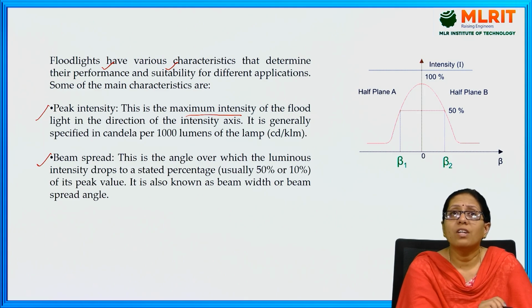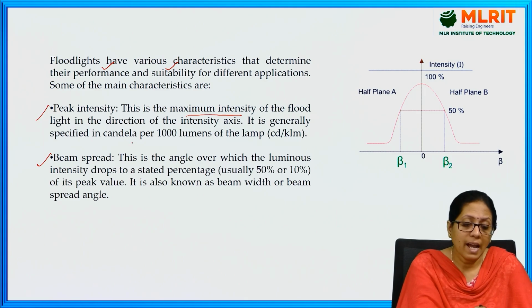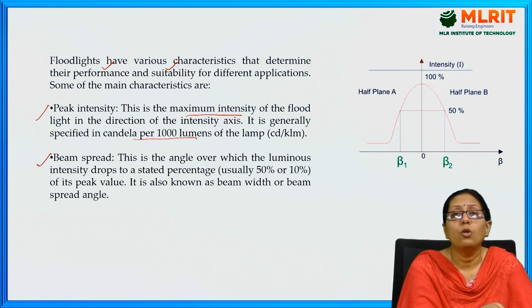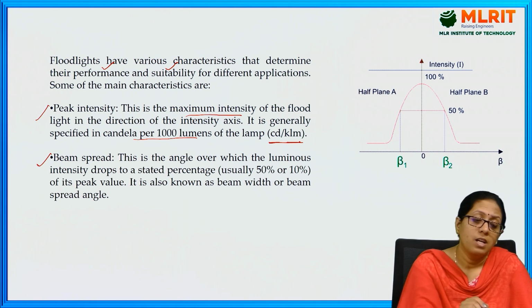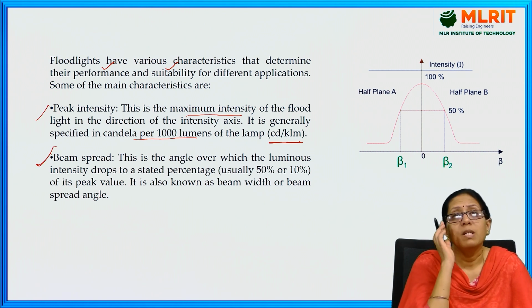It is generally specified in candela per 1000 lumens. The unit is cd per klm, meaning candela per 1000. K is nothing but kilo, that is 10 power 3 lumens. The next one is beam spread.